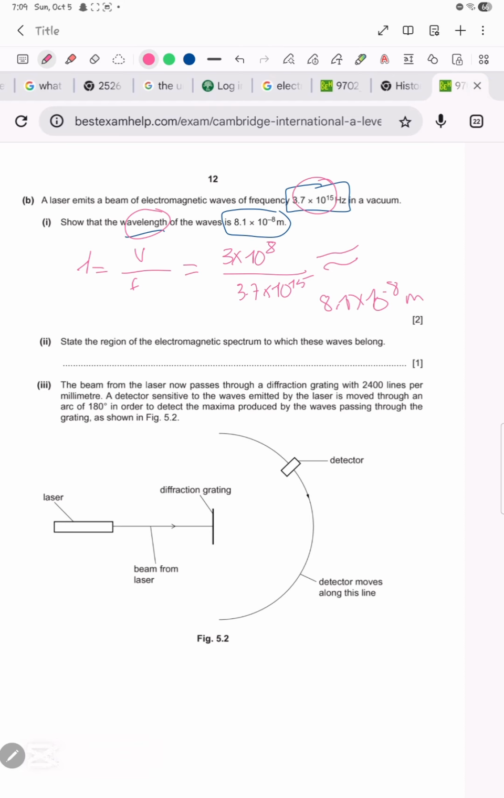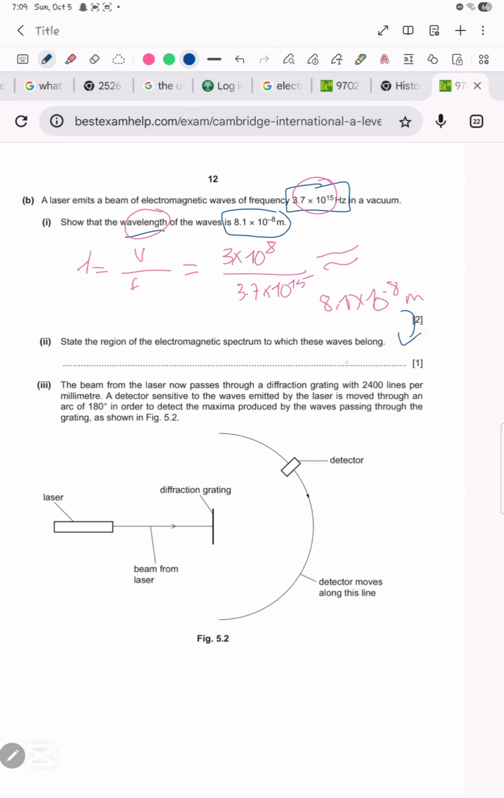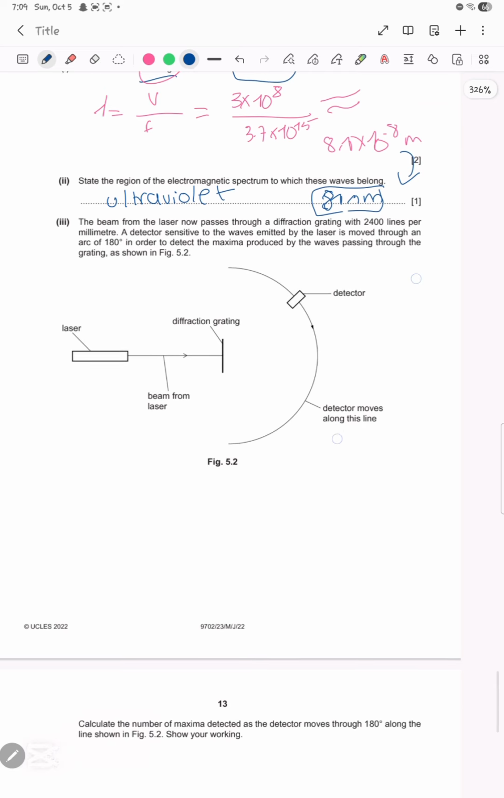Perfect. Now state the region of the electromagnetic spectrum. If you change it to nanometers, it becomes 81 nanometers. So it is in the range of ultraviolet radiation. Now we move on to part 3. What does it say in part 3?